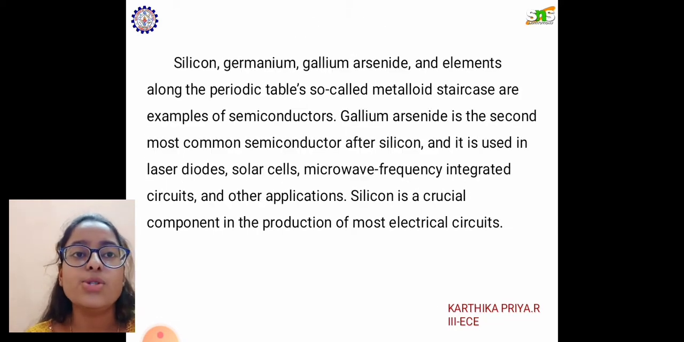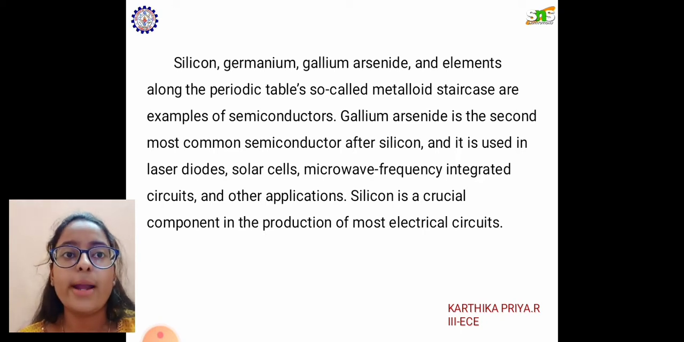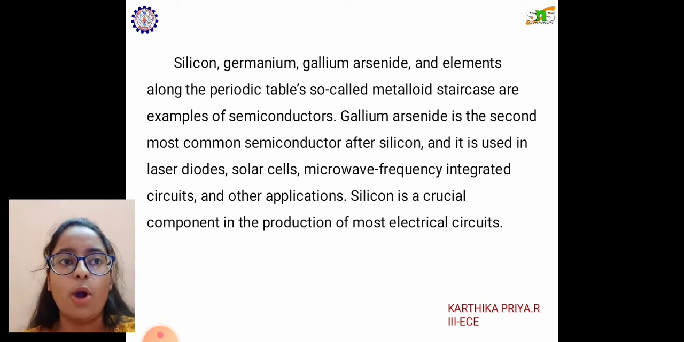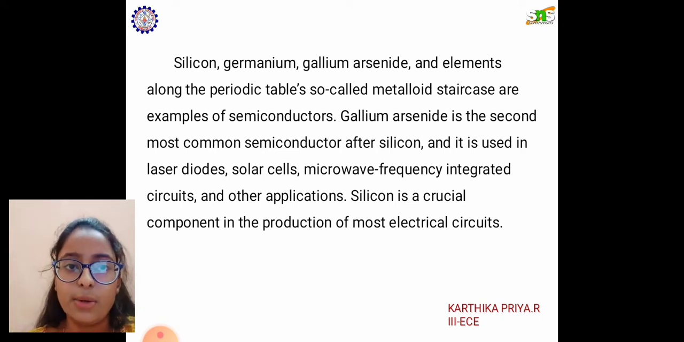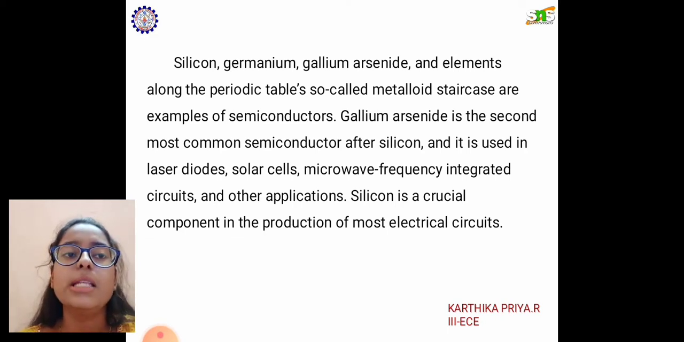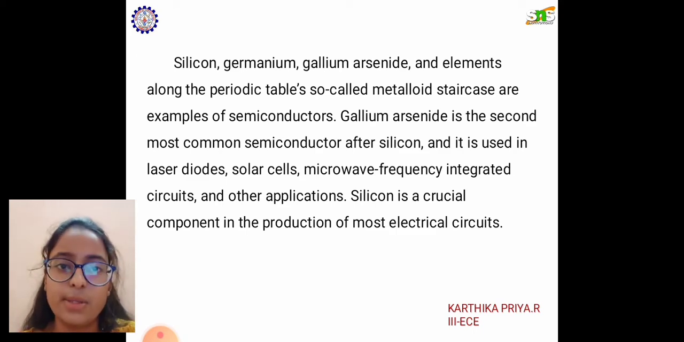Silicon, germanium, gallium arsenide, and elements along the periodic table's so-called metalloid staircase are examples of semiconductors. Gallium arsenide is the second most common semiconductor after silicon, and it is used in laser diodes, solar cells, microwave frequency integrated circuits and other applications. Silicon is a crucial component in the production of most electrical circuits.